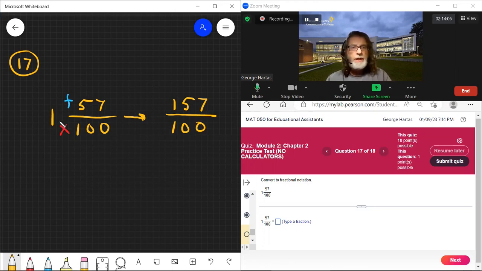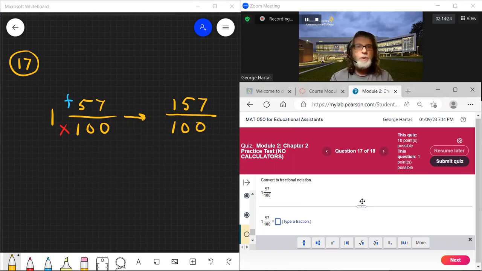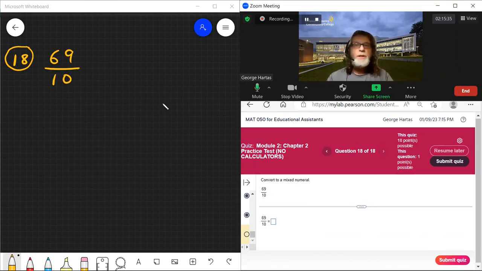So multiply the whole number with the denominator. Whatever answer you get, you add the numerator to it, and all of that becomes the new numerator. And then simply keep your denominator the same. So our answer is going to be 157 over 100. Question 18, and our last question.